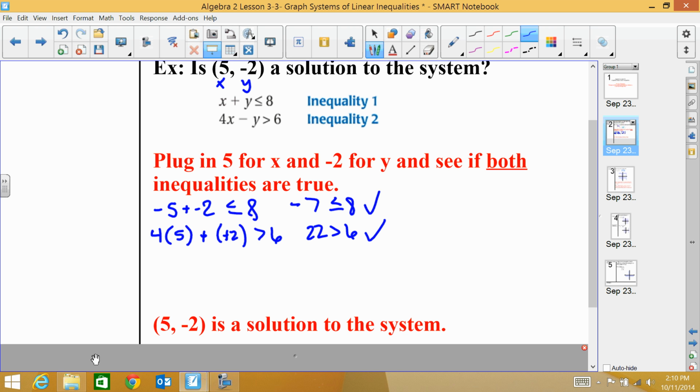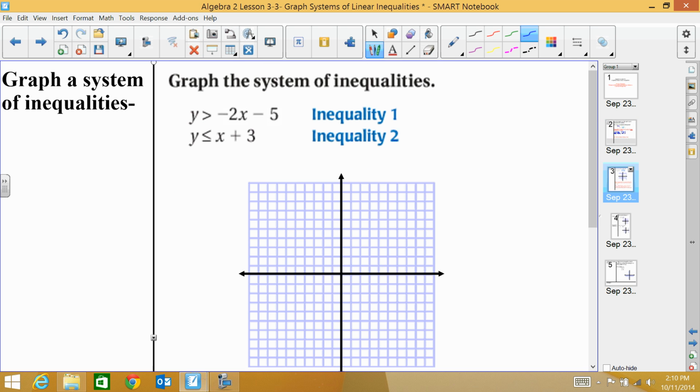Now there are multiple things I could plug in for x and y and it would work, because these are inequalities. Inequalities have many, many solutions. Okay, so let's practice graphing a system of inequalities.